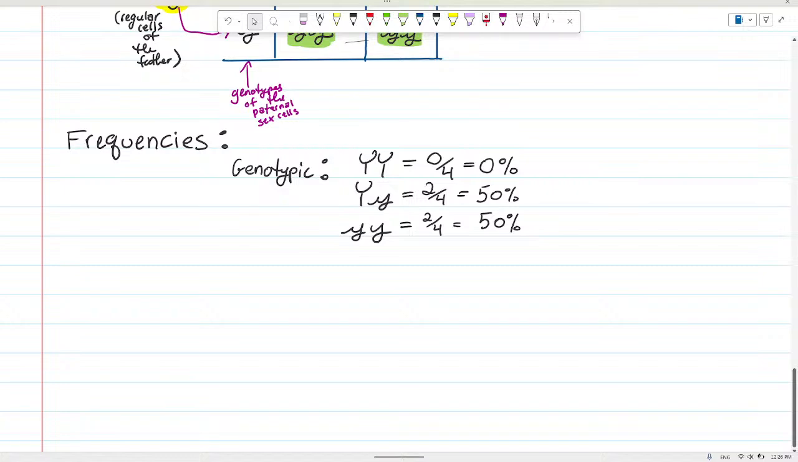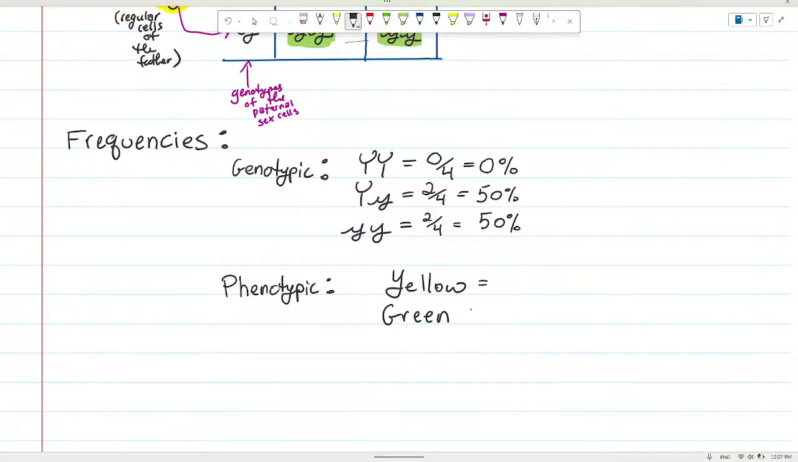Can somebody now tell me what the possible phenotypes are and what the phenotypic frequencies are? We know the genotypic frequencies are 0% homozygous dominant, 50% heterozygous, 50% homozygous recessive. What are the phenotypic frequencies? What are the phenotypes and how frequent is each? Well, they're only dominant. Very good. Yellow is one phenotype, and green is the other phenotype. And what are the frequencies in this particular cross?